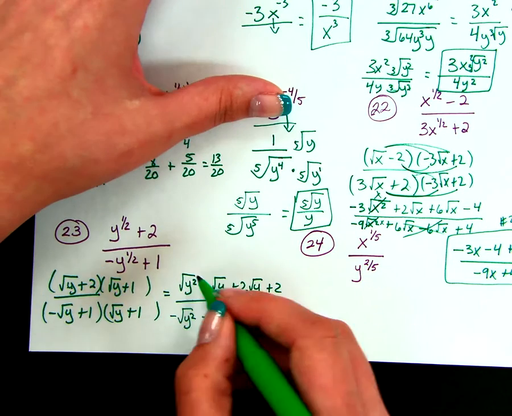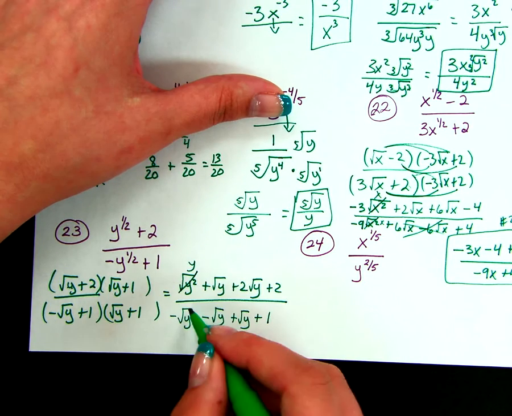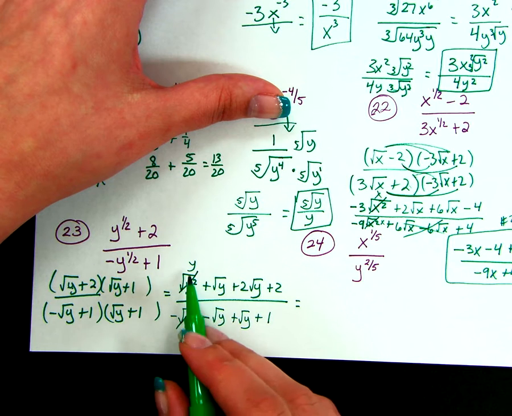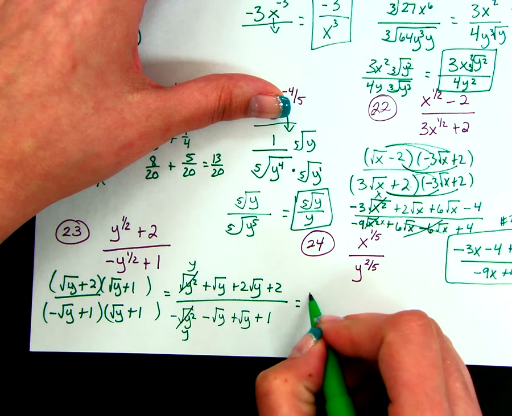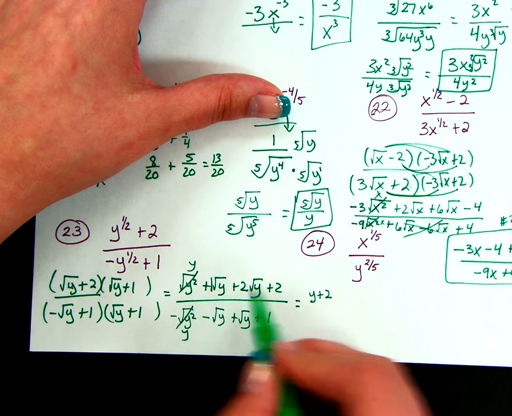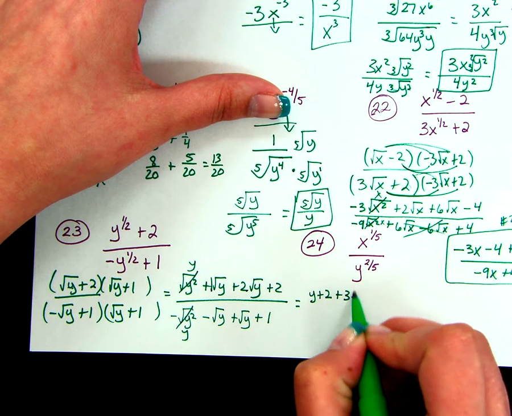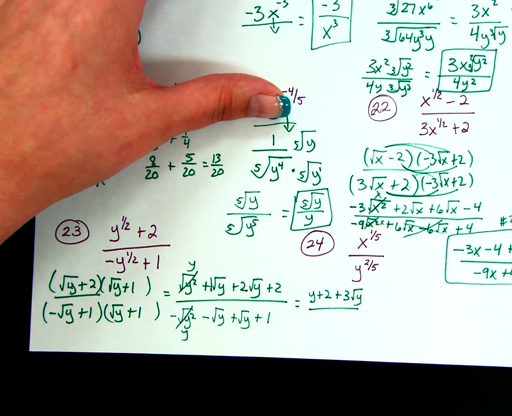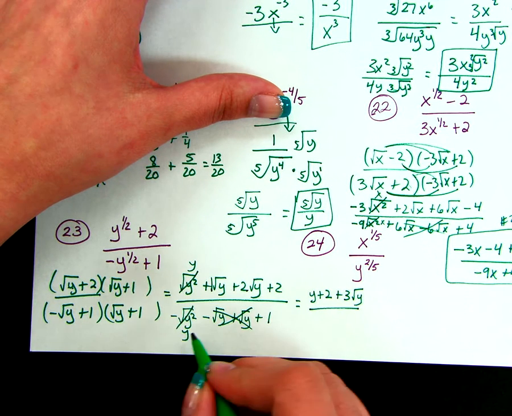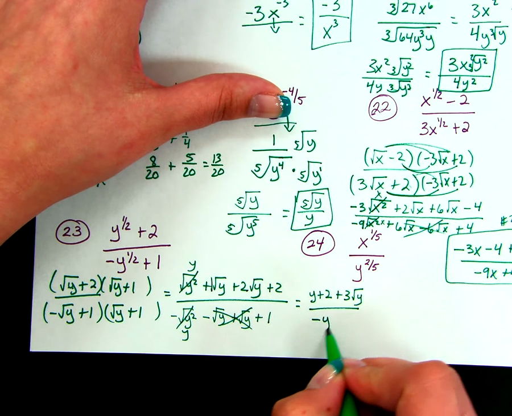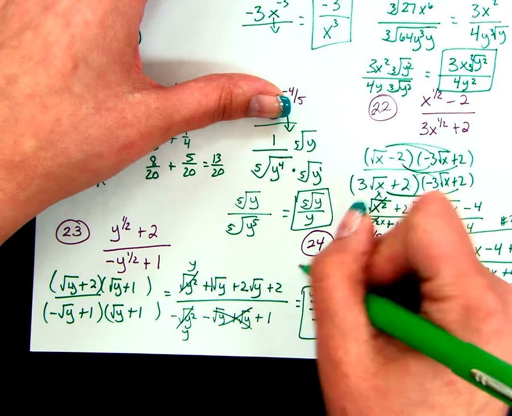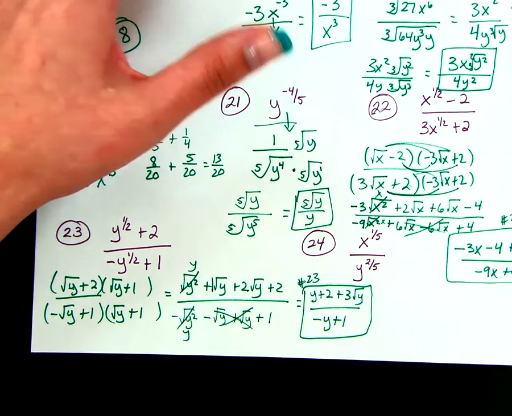So again, simplifying, this is just the same as y, and then this will be a negative y. So if we combine like terms, we're going to have y plus 2 in the numerator. And then 1 plus 2 will give us 3 square root of y over. And again, our middle terms are going to cancel, so we're going to have negative y plus 1 in the denominator. So this will be our final answer for problem 23.